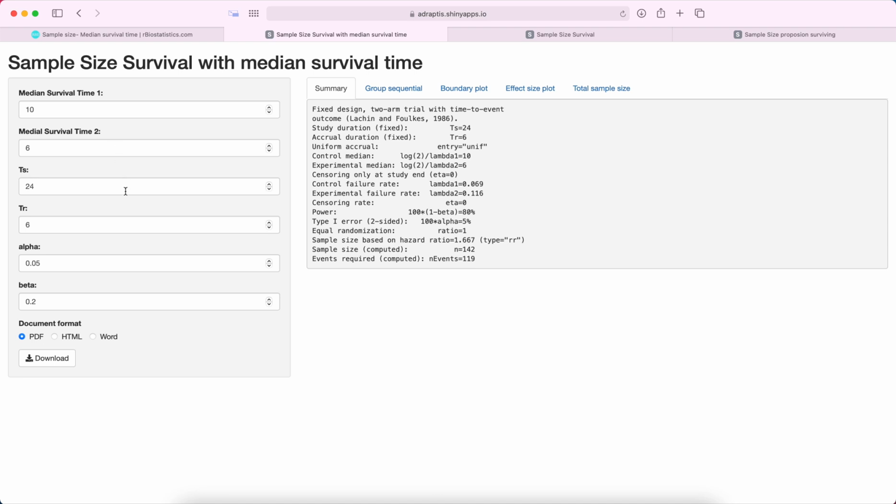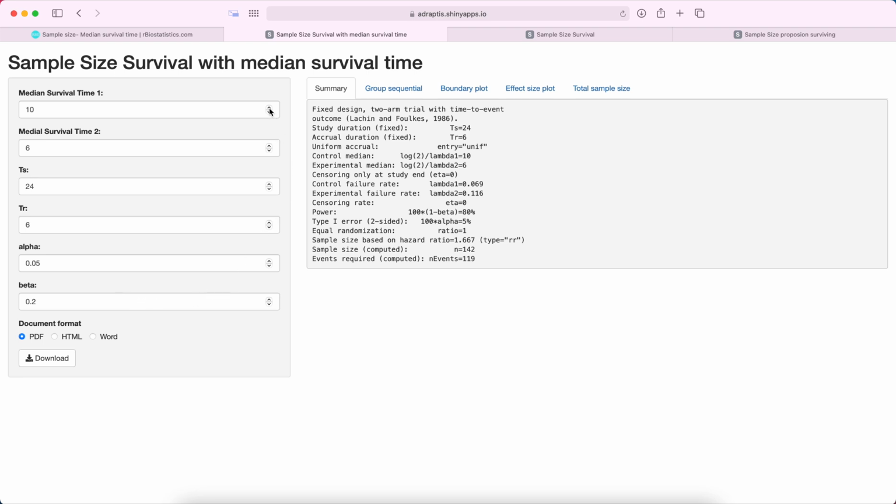TS and TR stand for, so TS stands for the duration of time in months that you plan to follow a patient up for, and TR stands for the duration of time that you will recruit patients. So I've selected a follow-up time of 24 months and an initial recruitment time of 6 months. My alpha value is 0.05 by convention, and my beta value is 0.2 by convention.